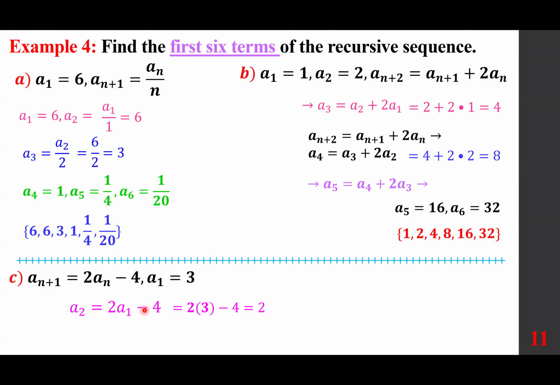The next one, just follow that. A sub 3 is 2 a sub 2 minus 4. So 2 times 2, 4 minus 4 is 0. A sub 4 would be 2 a sub 3 minus 4. 2 times 0 minus 4 is minus 4, and you can see the rest of it. Pretty straightforward.